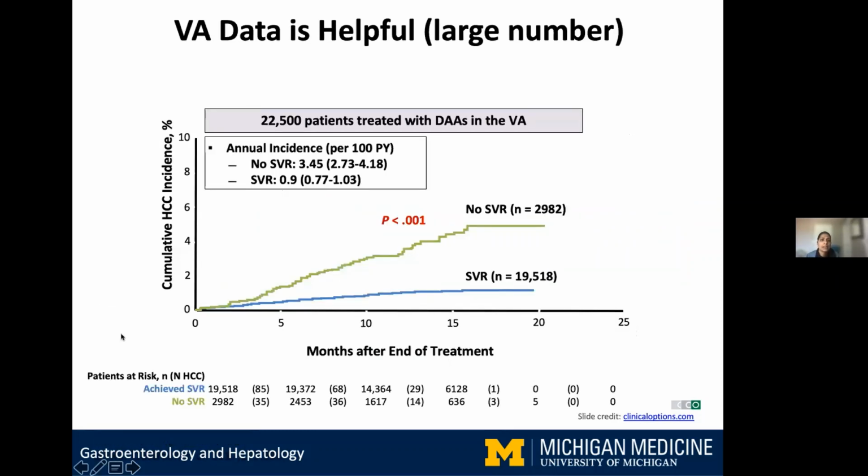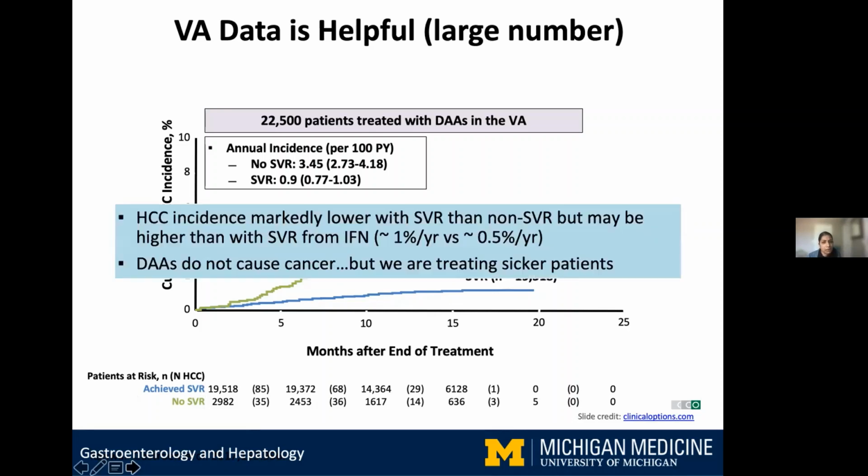And we certainly have data from the Veterans Health Administration cohorts, large cohorts of veterans that have now been followed. This is a study that was published on over 22,500 patients treated with direct-acting antivirals in the VA system, and it looked at those who achieved no cure versus those who did achieve a cure. And you can see again, this is just highlighting what we've just mentioned, that the cumulative liver cancer incidence decreases, but it doesn't go to zero.